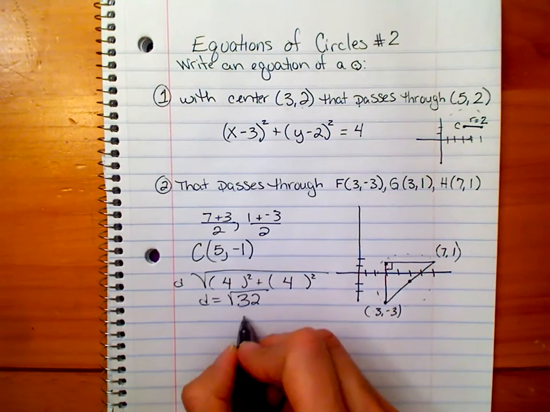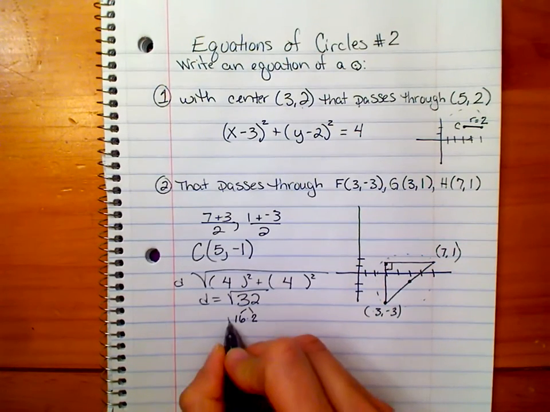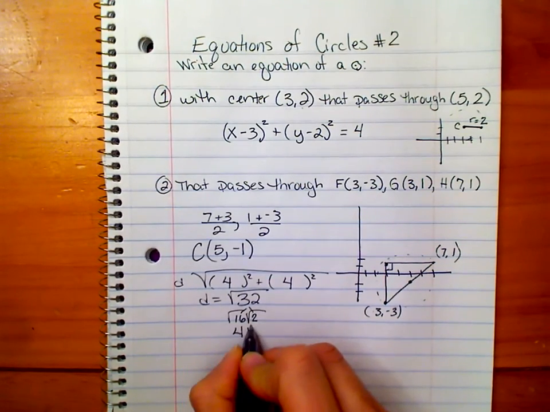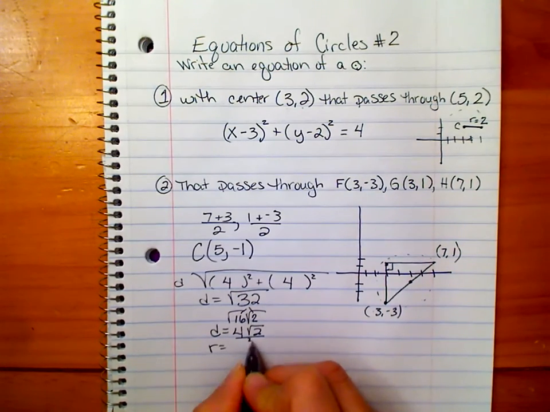Well, if I simplify this using my square root rules, I know that that's 16 times 2. So the square root of 16 is 4, radical 2. So this is my diameter, which means my radius is half of that. So it's 2 radical 2.